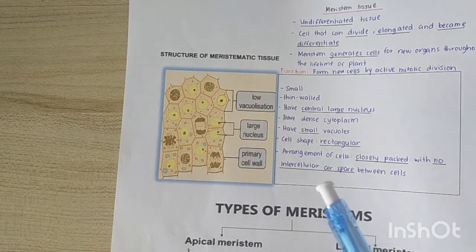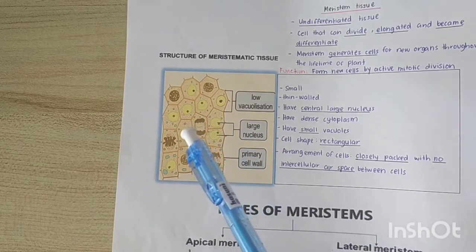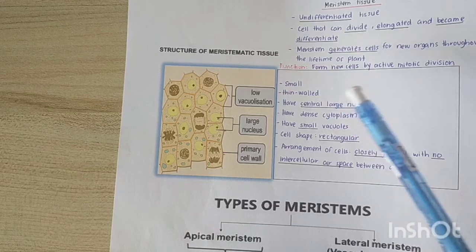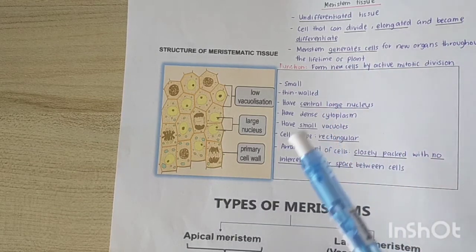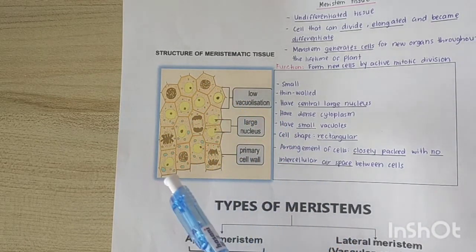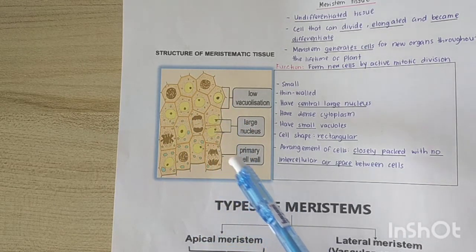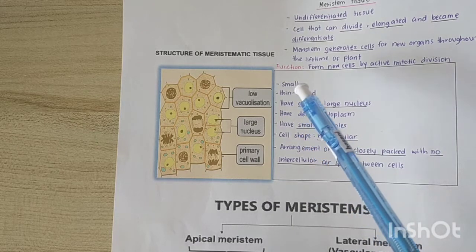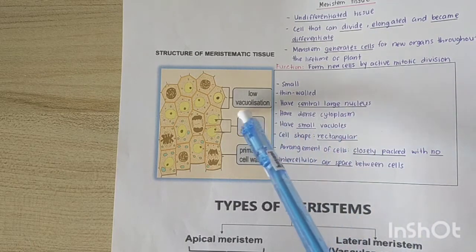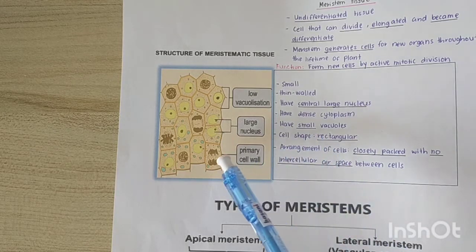So why does meristem generate cells? Because meristem is actively dividing cells. So that's why kalau kita tengok based on the function of the meristem tissue, it will form new cells by active mitotic division. If you look at the structure of the meristematic tissue here, this shows the meristematic tissue undergoing mitotic division. Kalau kita go through the structure, first it is small and has a thin wall. Then it has a central large nucleus, kalau awak boleh tengok dekat sini, and dense cytoplasm.